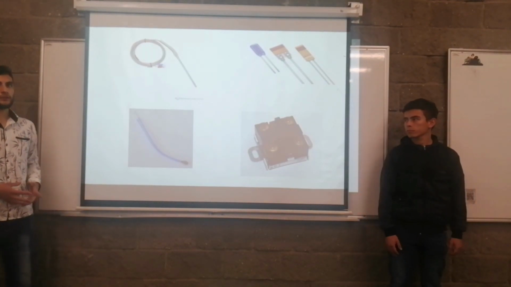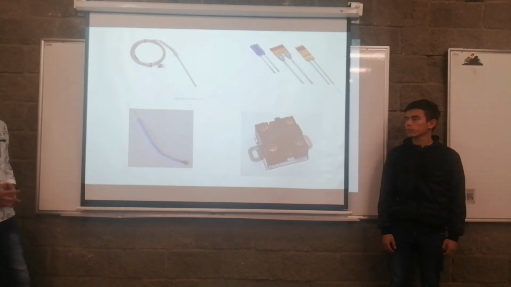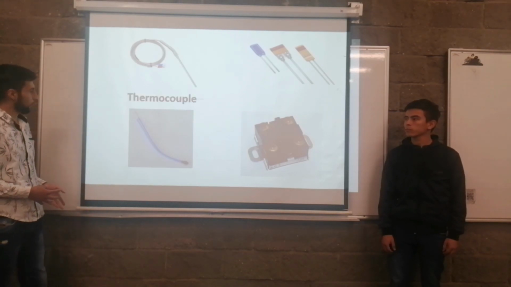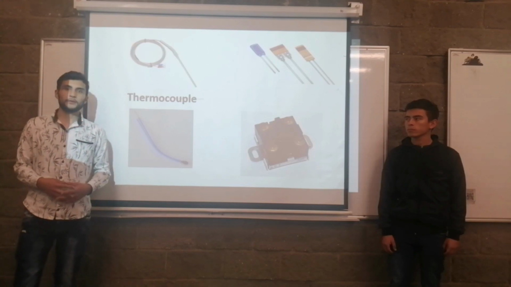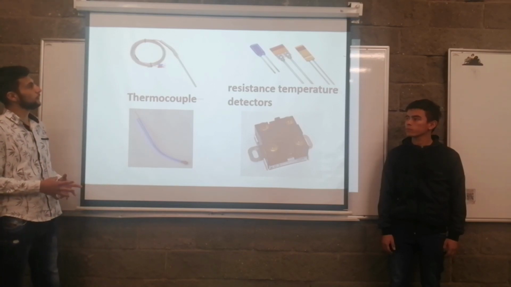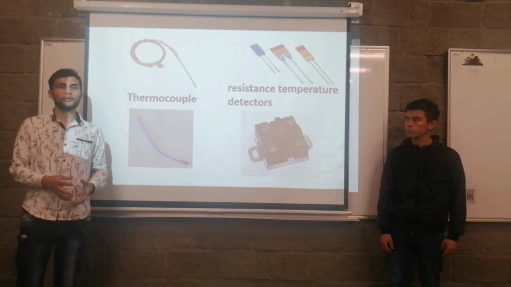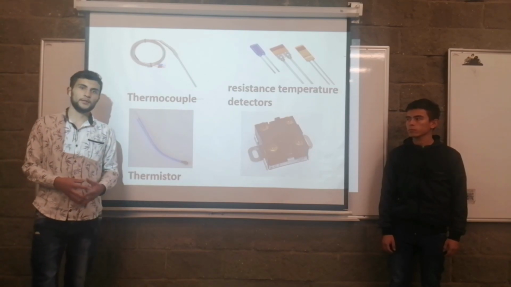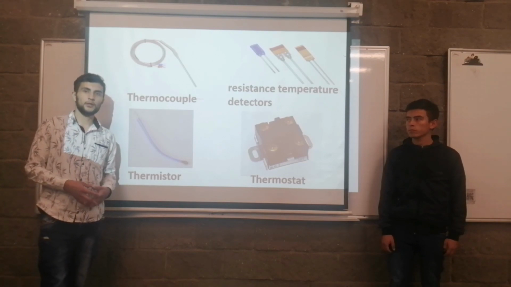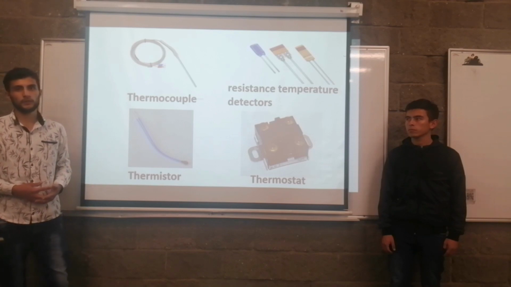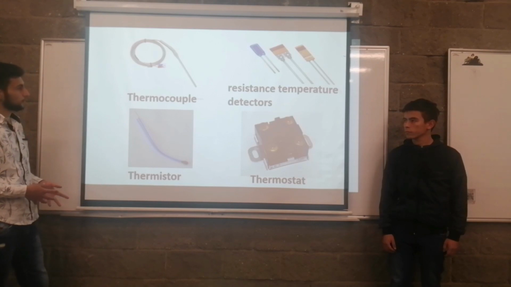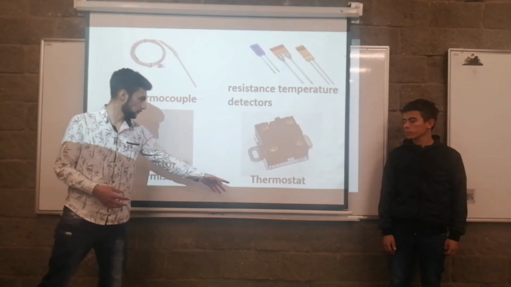We can find sensors of temperature. We have a thermocouple, its output is analog. Resistance temperature detectors, its output is analog. Thermistor, for example, PTC: resistance increases as temperature rises, and NTC: resistance decreases as temperature rises. We can also find the thermostat.